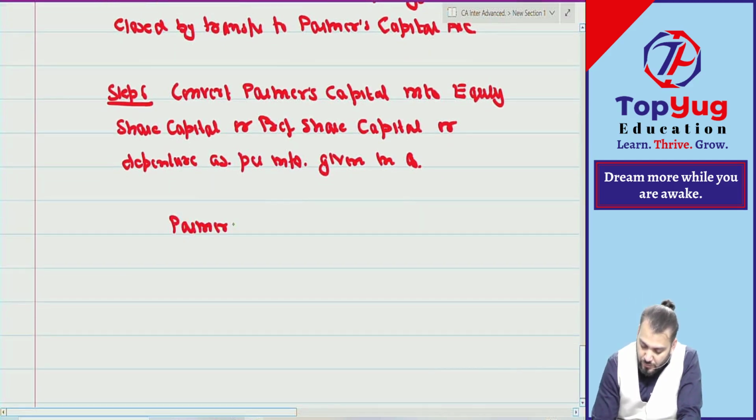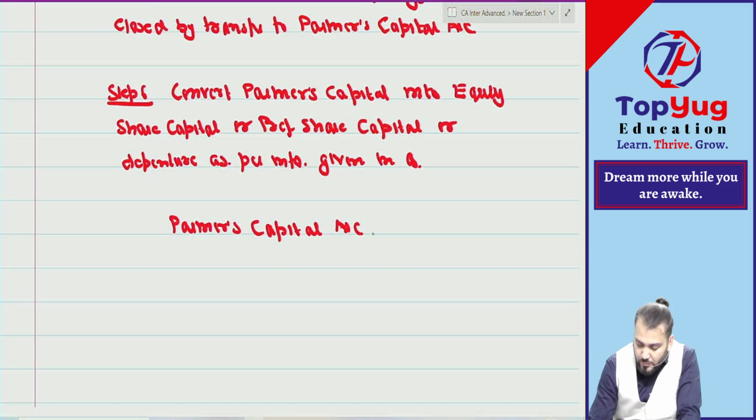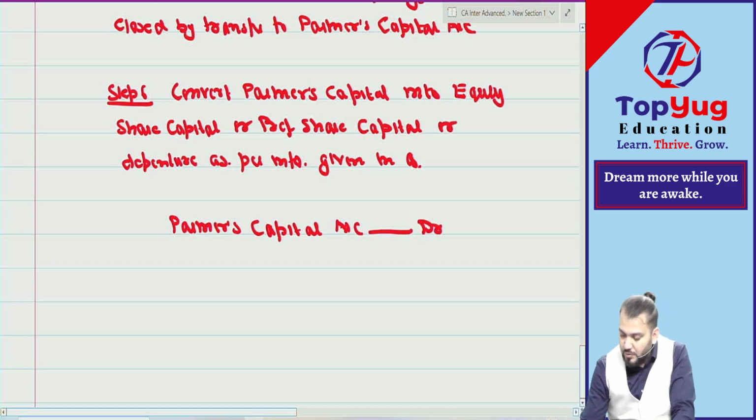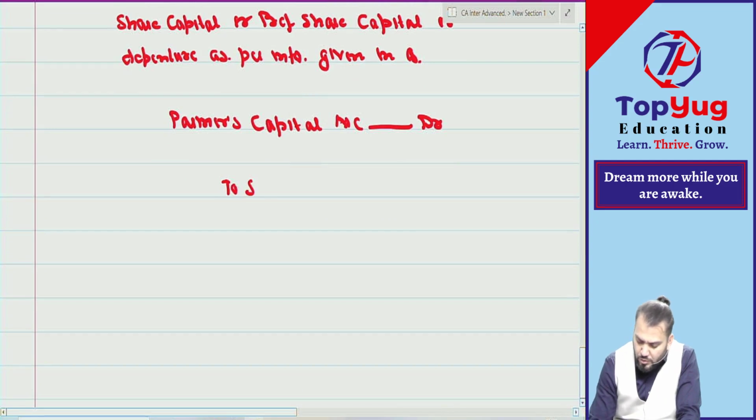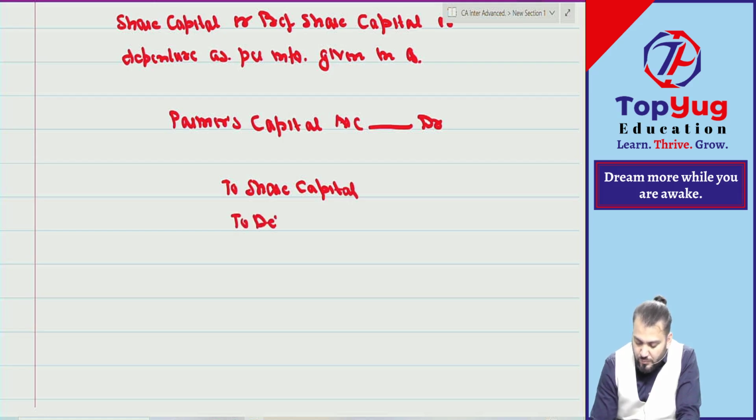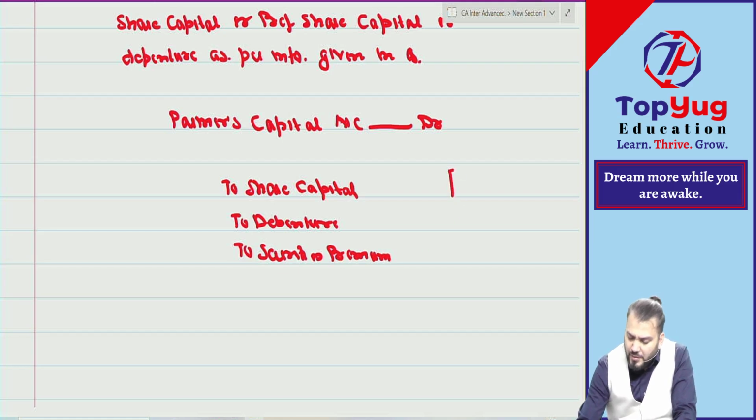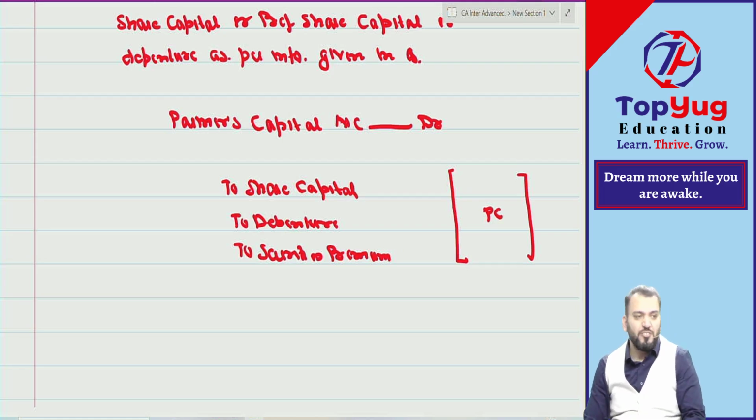Partners' capital account debit to what? To either share capital or to debentures. It might be the case that it can be issued at premium. Correct? Now, securities premium. Can you see this is nothing but PC? This is nothing but PC.